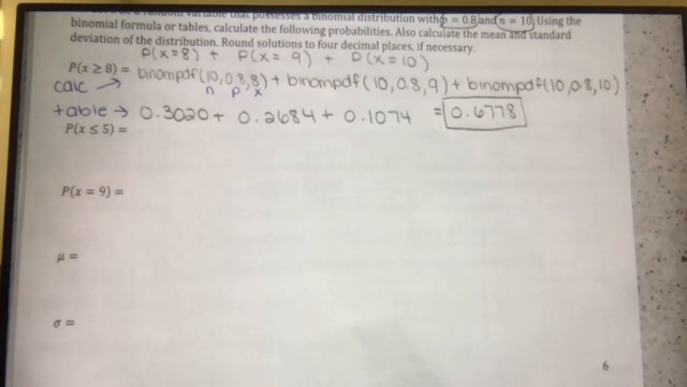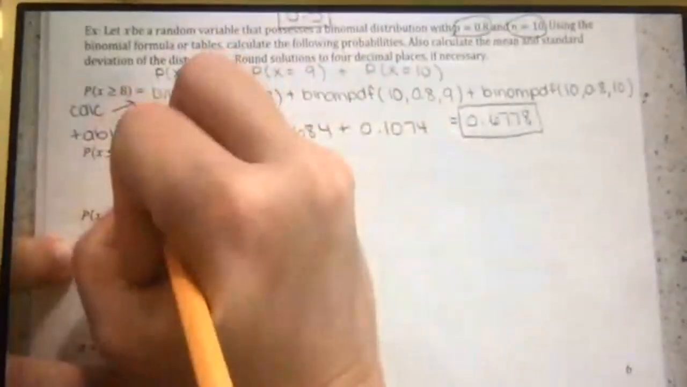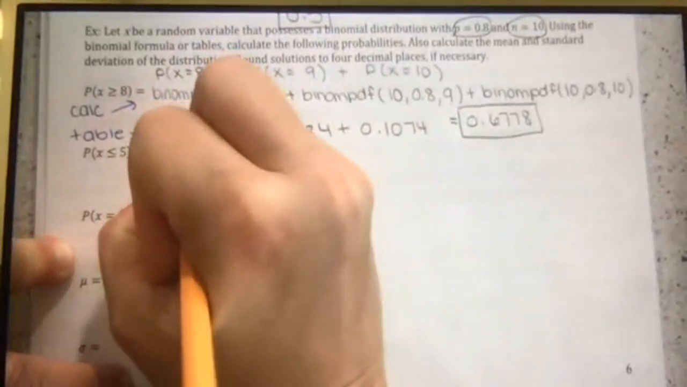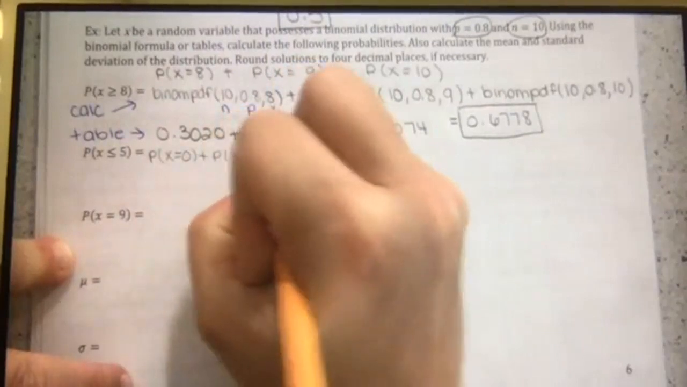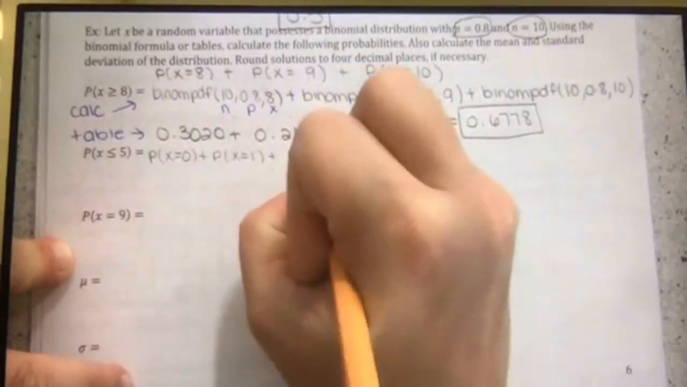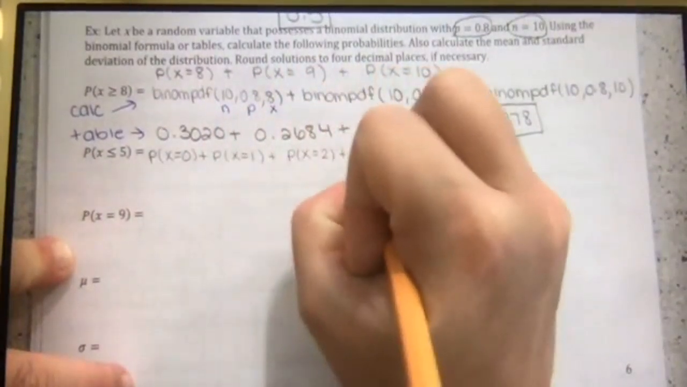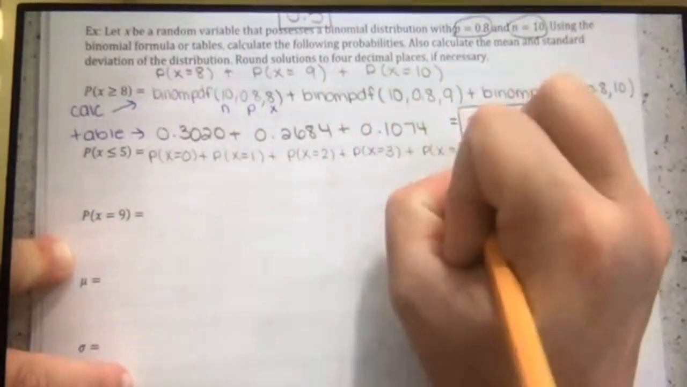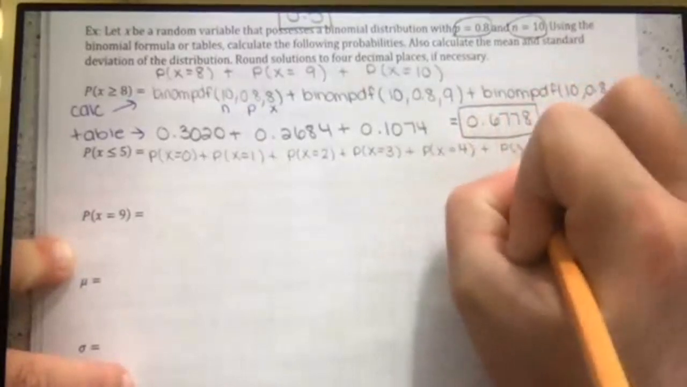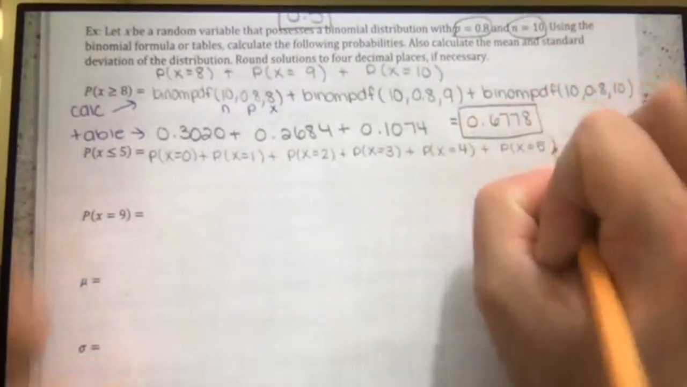All right, so same thing for the next one. What's the probability when x is less than or equal to 5? So that means the probability when x is 0, plus the probability when x is 1, plus the probability when x is 2, plus the probability when x is 3, plus the probability when x is 4. It says or equal to 5, so including 5, plus the probability when x is 5.